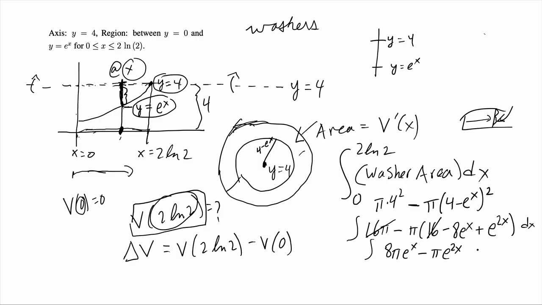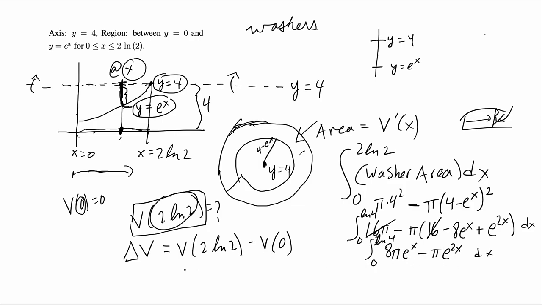Let's remember what the bounds are: 0 to 2. In fact, I'm going to rewrite it as ln of 4. I like that better, because the 2 comes up right there, so it's the same thing, and when I plug it in, it'll be nice. We've got to take an antiderivative first. What's the antiderivative of this function, which is the derivative of volume?